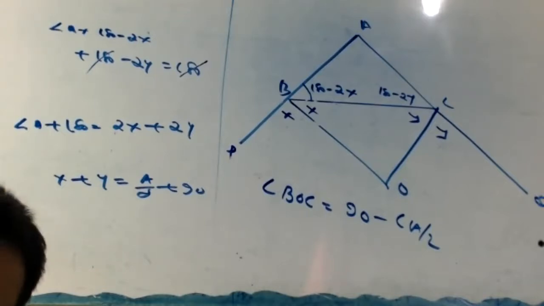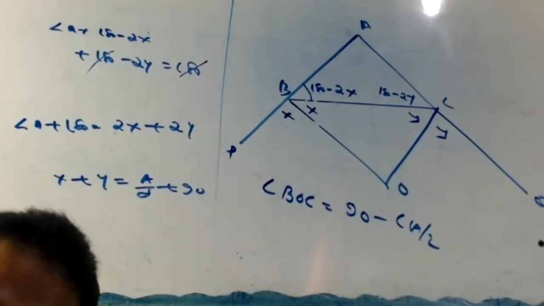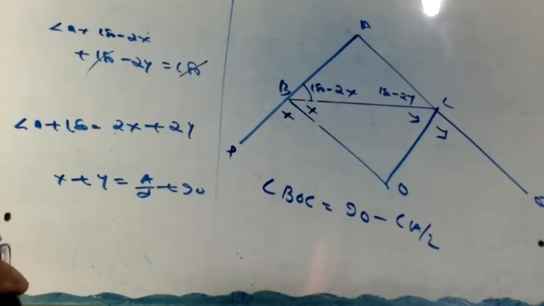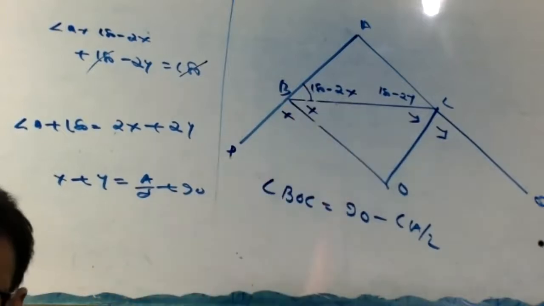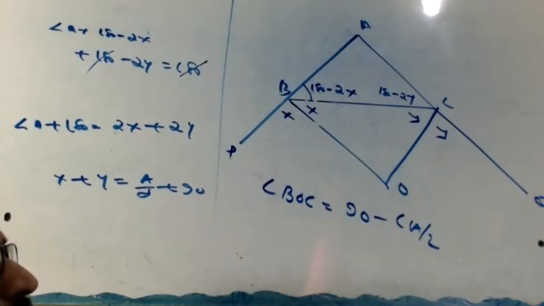BO is the proof, right? BO is the bisector of angle PBC. Bracket given. Then let angle PBO equal to CBO equal to x. Angle PBO equal to angle CBO equal to x.